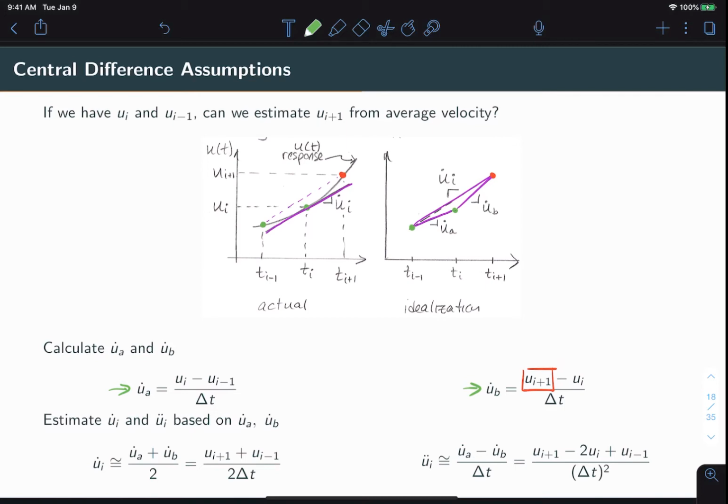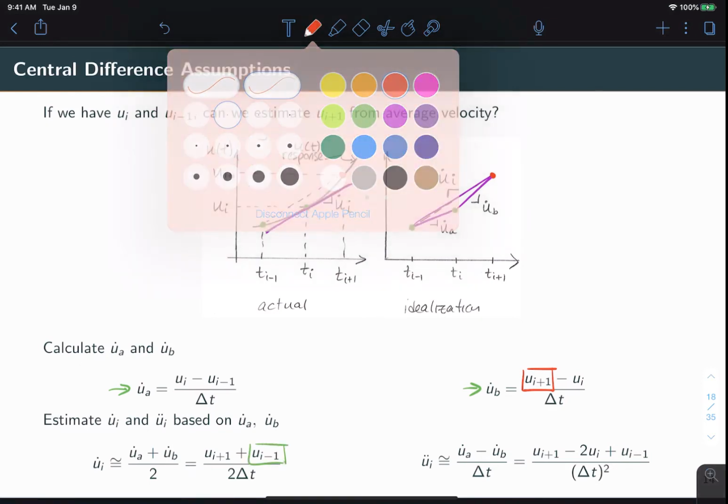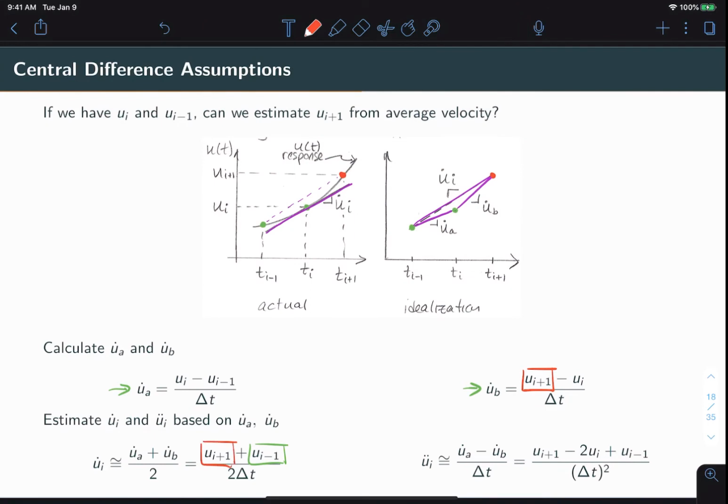So for u dot i, we can use the average of u dot a and u dot b to calculate that quantity. And so that simplifies to the equation you see here, where we have a known quantity ui minus 1 and an unknown quantity ui plus 1. Of course, at this point, u dot i is also unknown. All right, so we have two unknowns, so we need another equation.